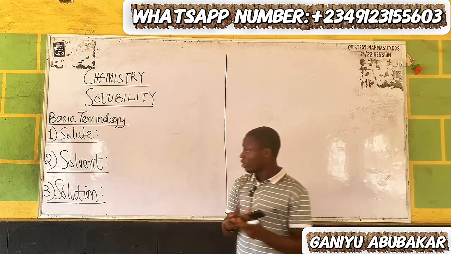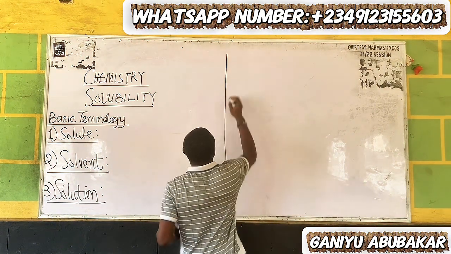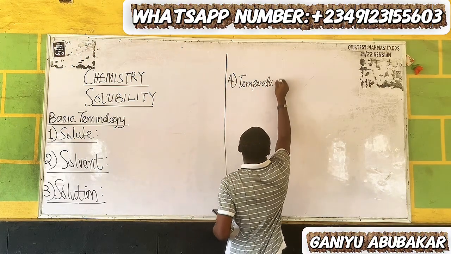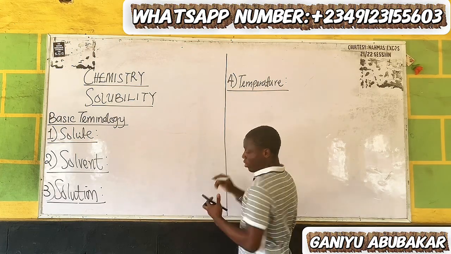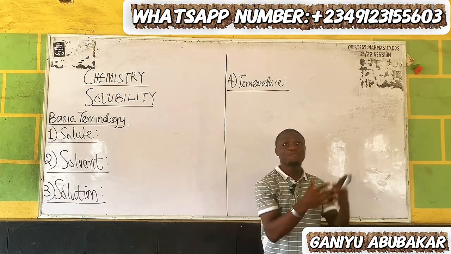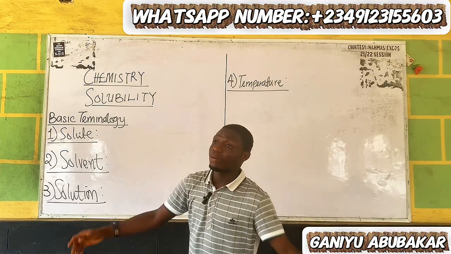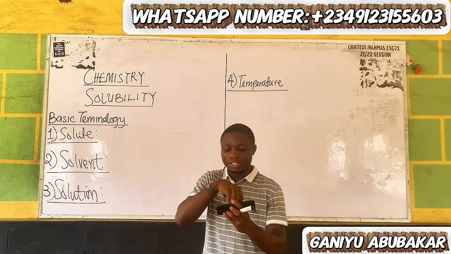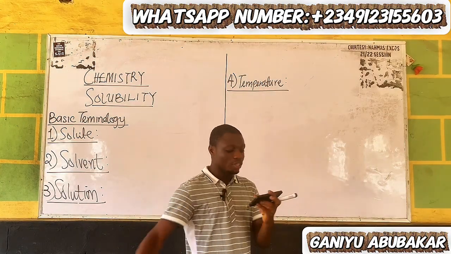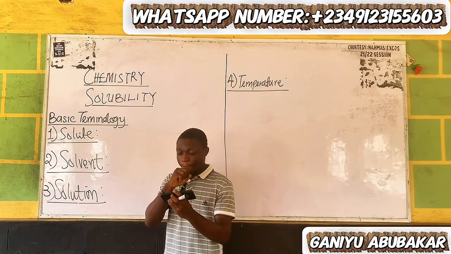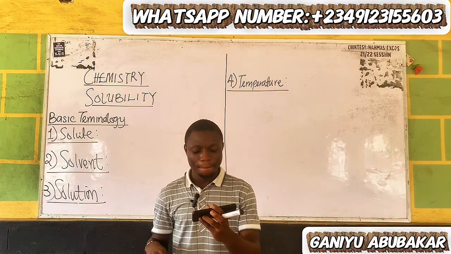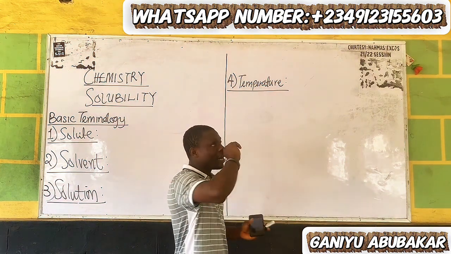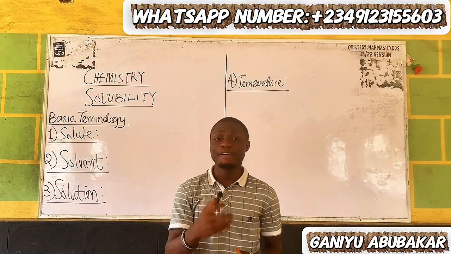One last terminology is called temperature. All right. So when it comes to temperature, we know it is simply the degree of hotness and perhaps coldness of a substance, right? But in this case here, we are focusing on it in another dimension, in the idea of solubility. So note please, temperature affects solubility. So when it comes to temperature, it's a critical part that affects solubility.